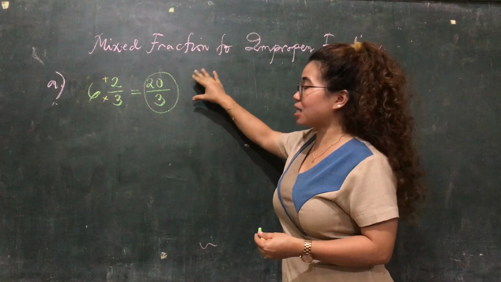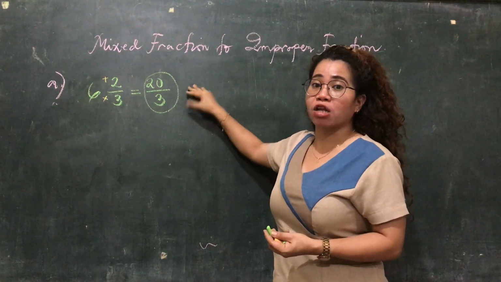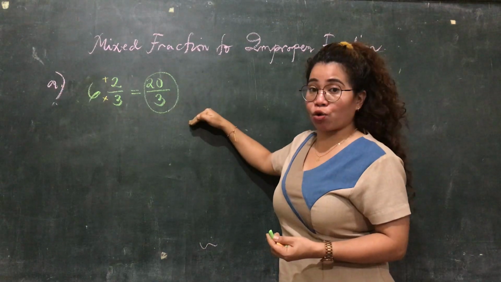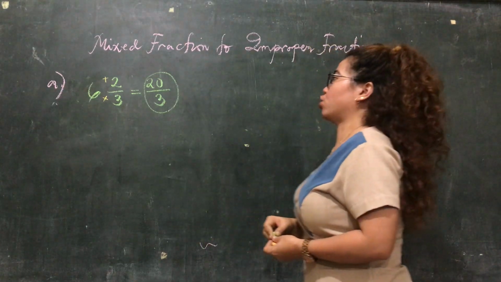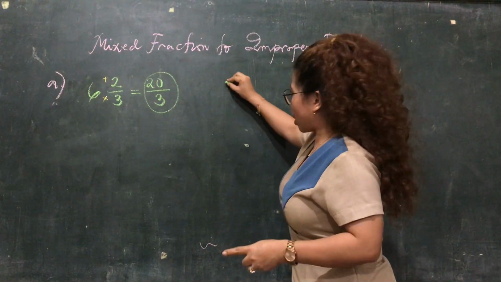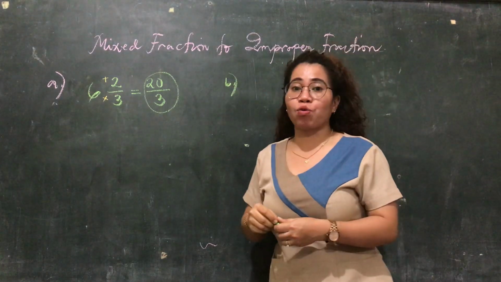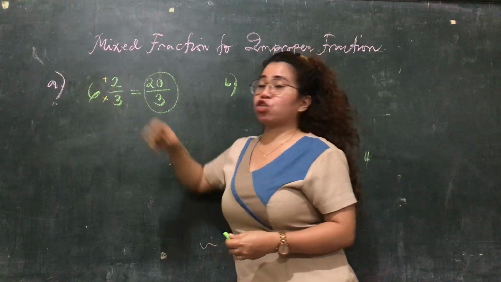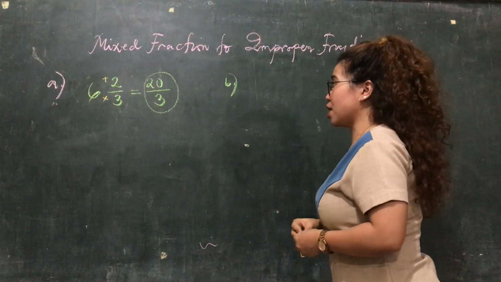This is how an improper fraction looks: the numerator is bigger than the denominator. Okay, let's check if this improper fraction is the correct form of the mixed fraction 6 and 2 over 3.